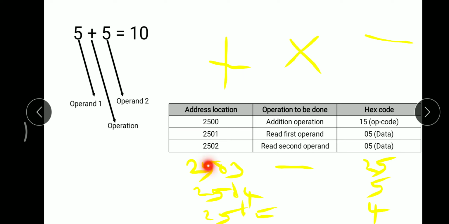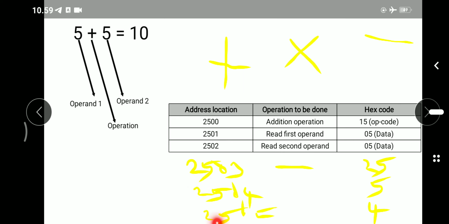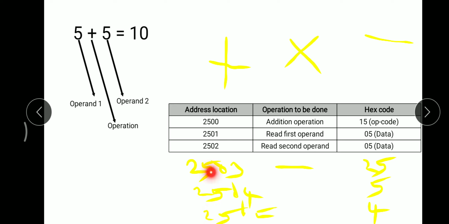So the program counter is a dedicated register for storing these addresses. It is not storing all the addresses. Kindly note that it is just recording the locations of individual functions. The addition function address is 2500. The subtraction function address is 2503.